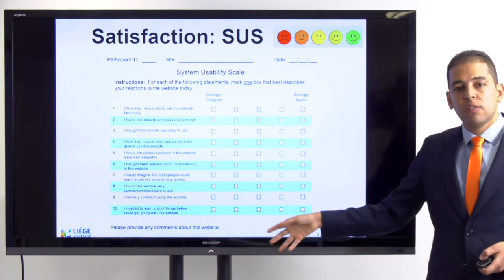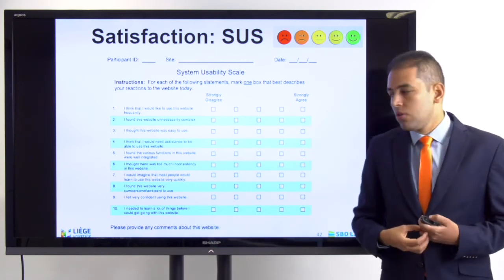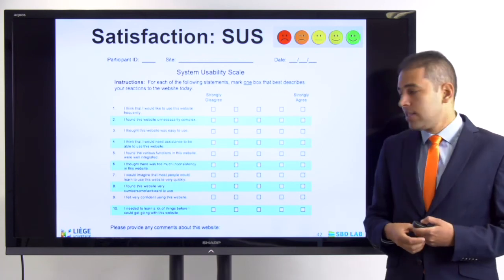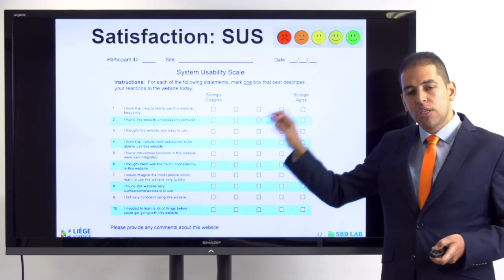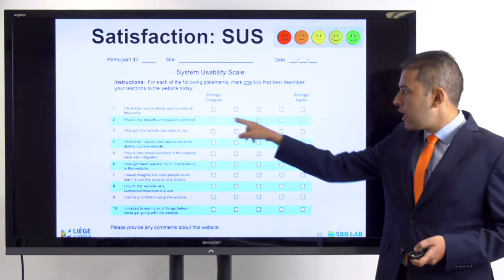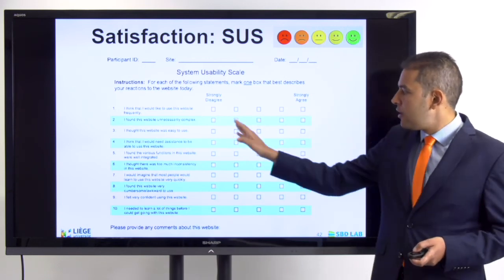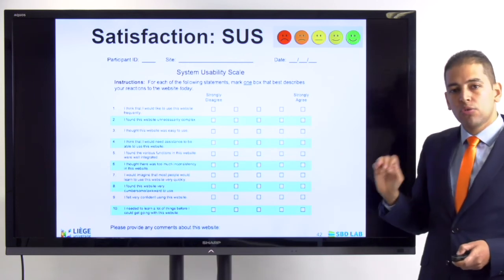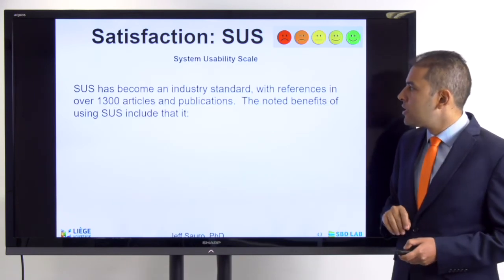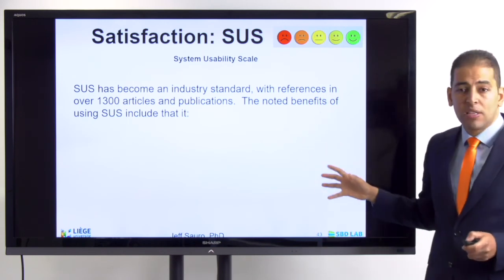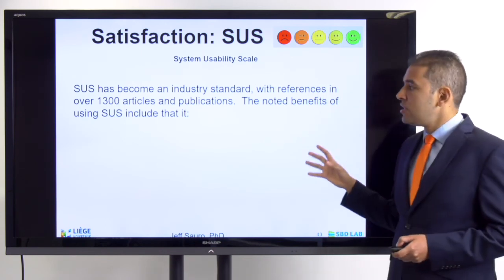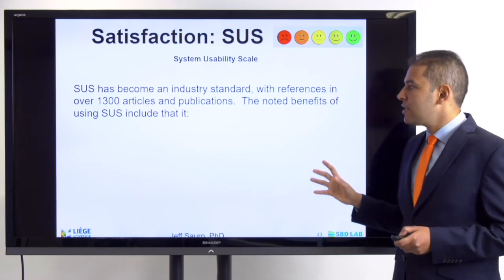You can translate it in the language of the users also. You can do it in whatever language you are testing, but just try to respect this order, try to respect the wording, try to respect the details, the scale, the Likert scale of 5 Likert scale options. Make sure that you are complying with the standards. And the system usability scale has become an industry standard today, with references in over 1,300 articles and publications.